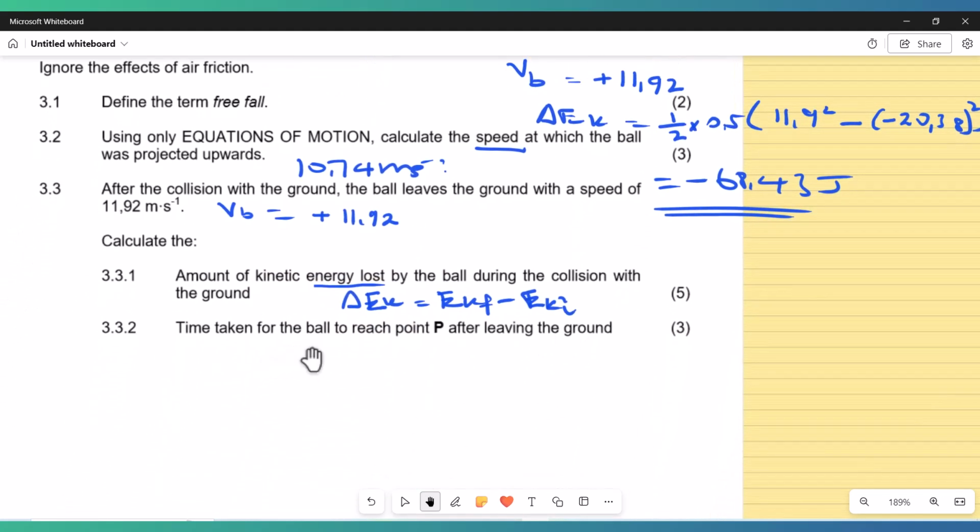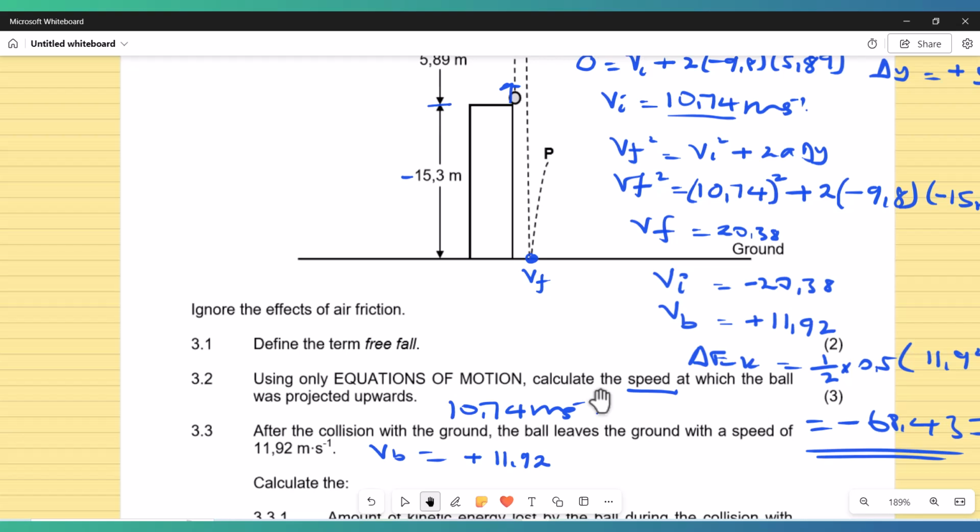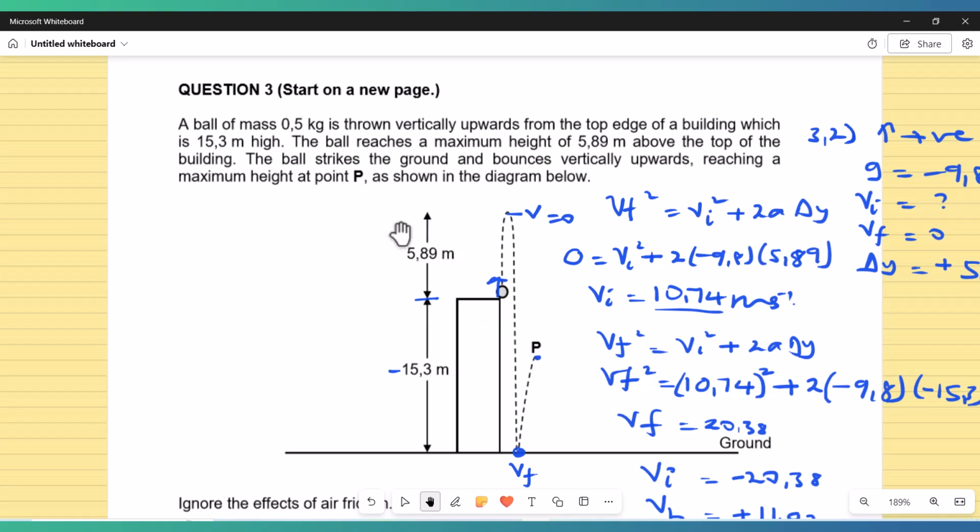They say the time taken for the ball to reach point P after leaving the ground. Now I want the time to reach point P after leaving the ground. So this time now, what am I supposed to do? Now at point P, my velocity there is 0, right? Is point P the maximum height? Let's check the question again. They say the ball strikes the ground and bounces vertically upwards, reaching a maximum height. Did you hear that? Reaching a maximum height again, where velocity is 0. So don't forget now the V initial is the V for bouncing.